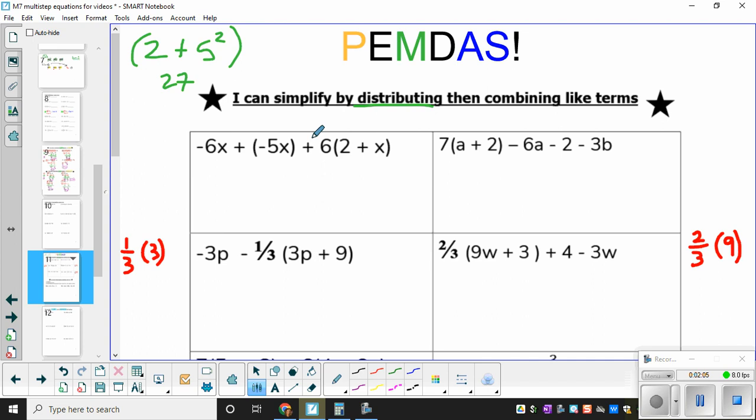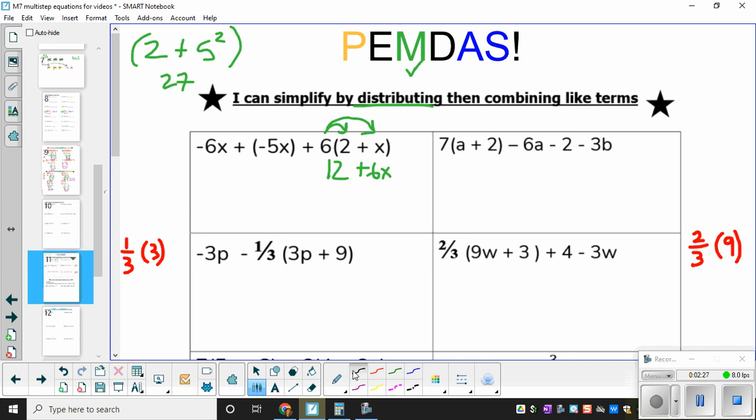So when I look at this example, when I look at the parentheses right here, there's nothing on the outside, but here there is. And so that's why I'm going to catch that this is my very first step. I'm going to distribute a 6 to the 2 and get a 12, and then a 6 to the x and get 6x. So that's me taking care of the multiplication step right there.